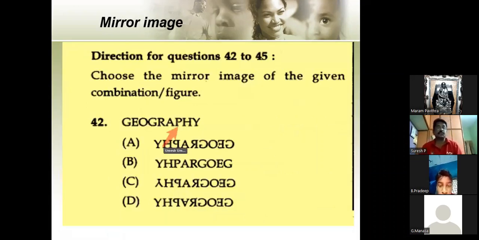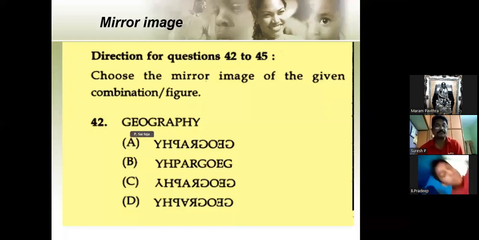The next one is choose the mirror image of the given combination of figures. Here the word geography is given. What is its mirror image? You have to identify the mirror image here. What is the mirror image of G? What is the mirror image of E? Mirror image means the letters will come in the reverse order, right to left. So you have to identify the mirror image. I will show later how you are going to identify it.